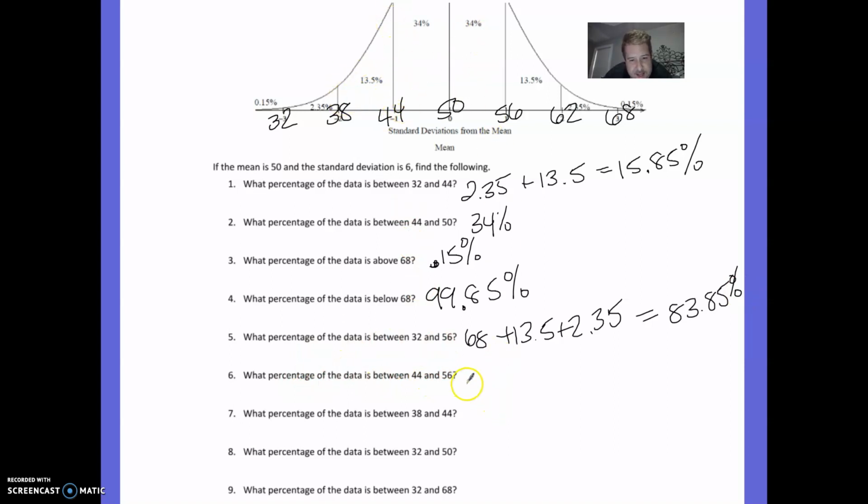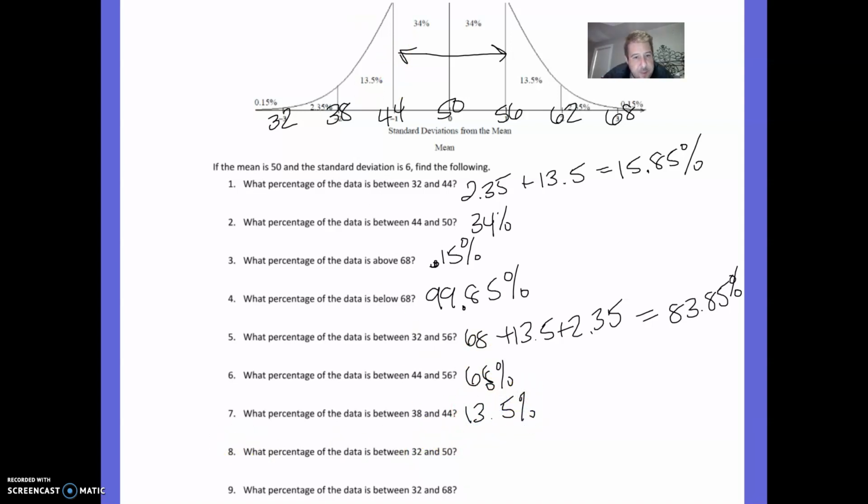What percentage of data is between 44 and 56? 44 and 56, that's an easy one, 68%, as I just talked about. That's everything within 1 standard deviation of center. What percentage of data is between 38 and 44? Here's 38, here's 44. That's only that one category, 13.5%.